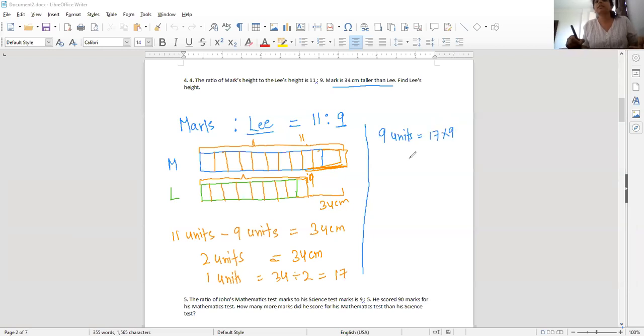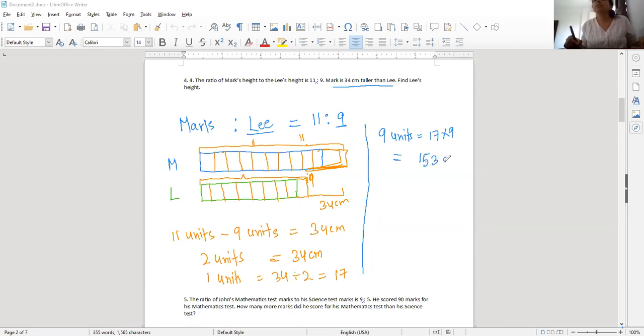Now what is the answer? Can you calculate? You have the calculator with you, right? Or if you have remembered the table of 17. Okay, what is the answer, Kelly? What is 17 times 9? Tell me. How much, Kelly? 153. Very good.